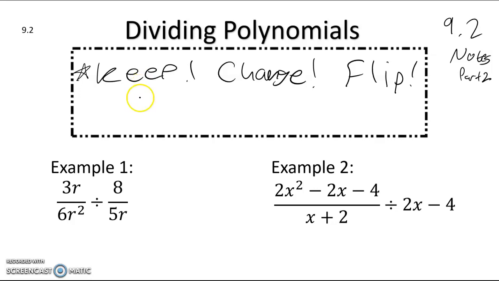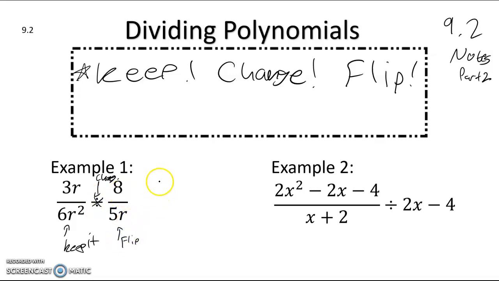So what we're going to do, we've got 3 words: keep, change, and flip. What does that mean? I'm going to take this first one and keep it the same. Then, for this sign here, I'm going to change it to a multiplication symbol. And I'm going to flip this fraction here.